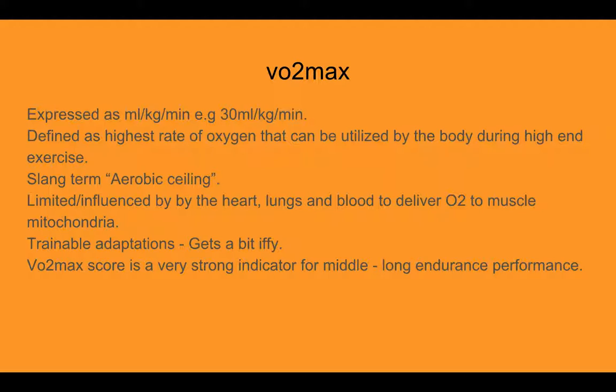Trainable adaptations gets a bit iffy, because if you look at what's limiting our VO2 max, the heart, the lungs, and the blood, the amount of training doesn't really influence the amount of red blood cells you've got flowing around the body. That generally stays pretty constant, unless you're doing things like blood doping. I'm not saying that you can't raise those levels, but what you get is what you got. The training adaptations aren't really from the blood. It's more about your energy systems and mitochondria, which we'll get to.